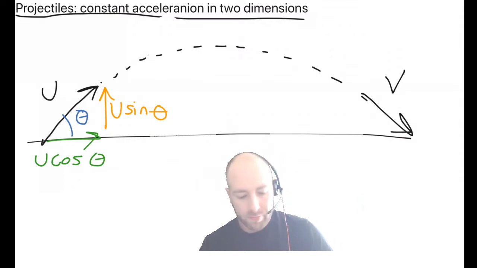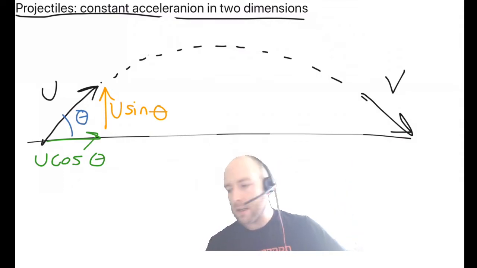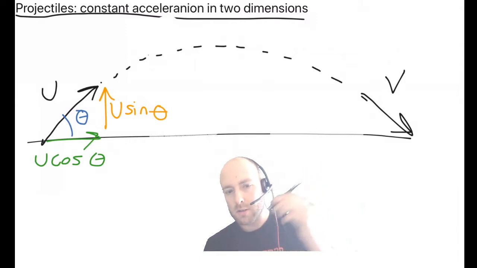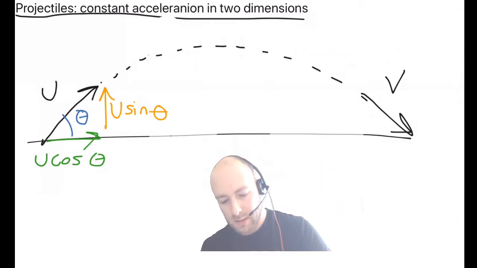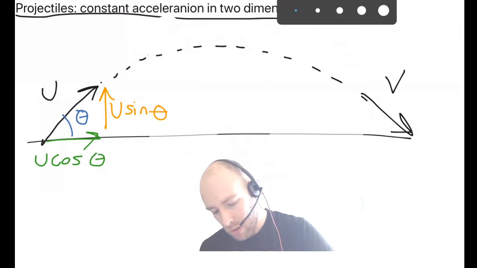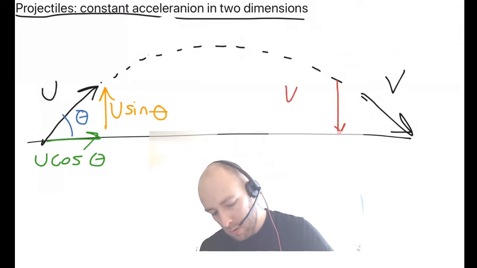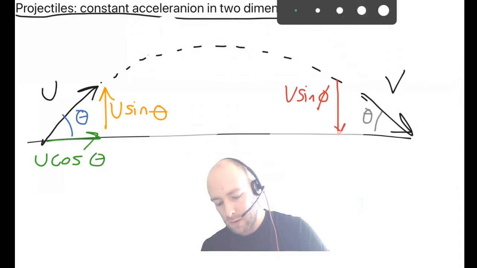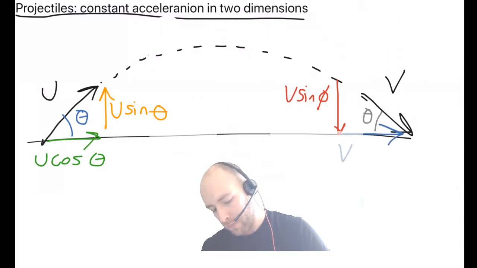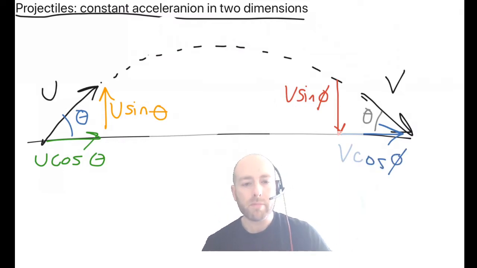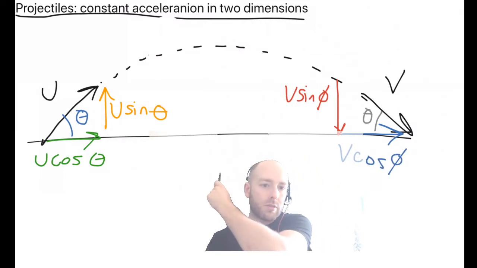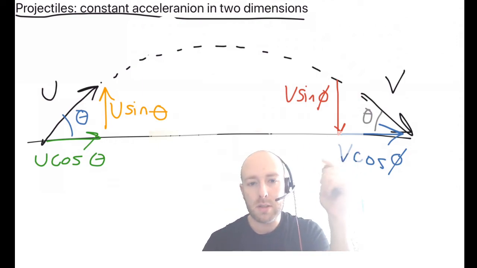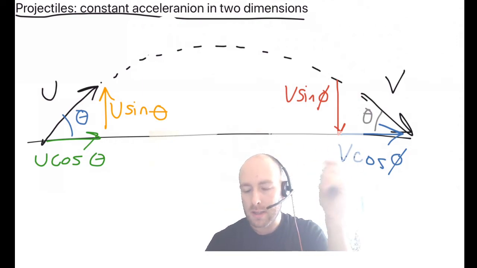All right, and we can do the same thing for when it hits the ground. So we've got v going horizontally. Vertically, it's going to be v sine phi, if I label that angle phi. And horizontally, we're going to have v cos phi. And the final horizontal and the initial horizontal should be the same because, as we said just now, there is no horizontal acceleration.